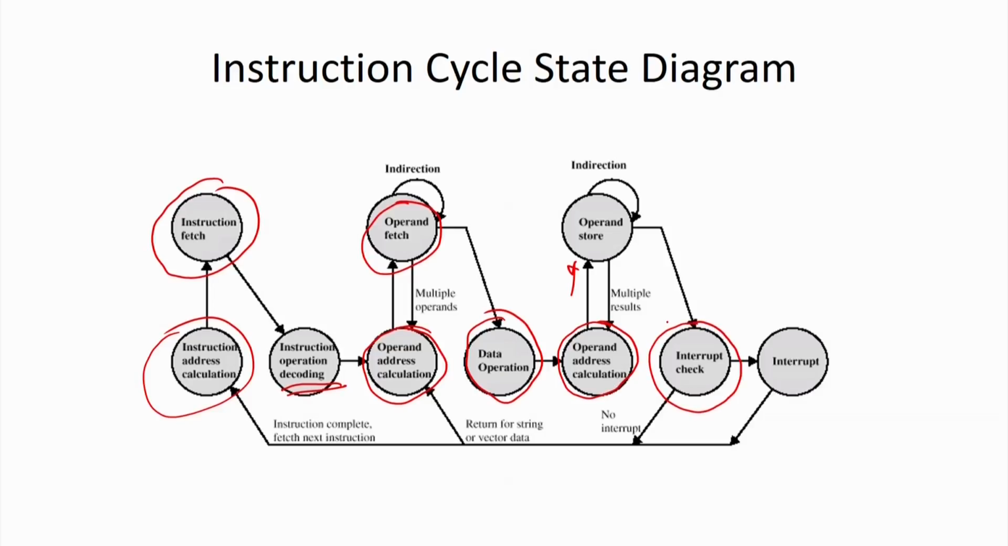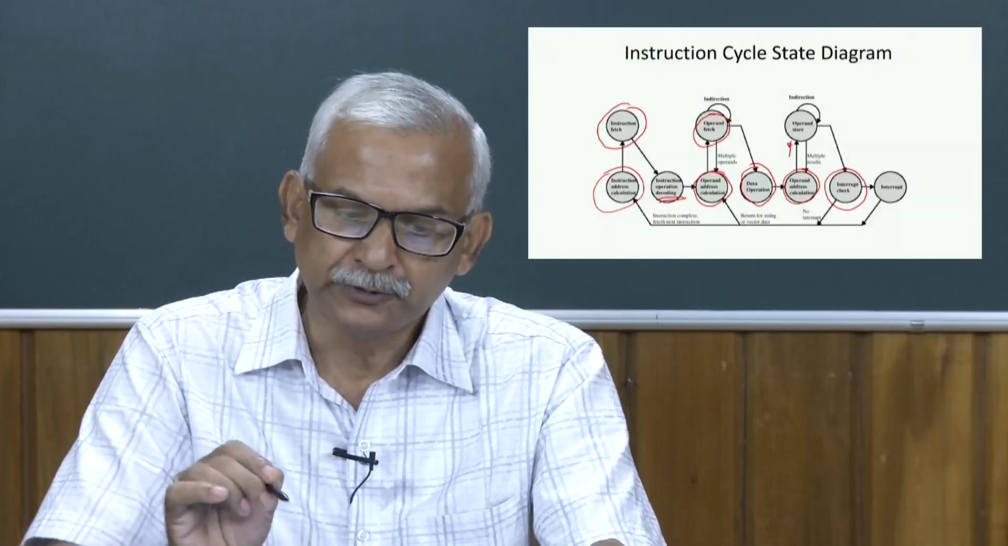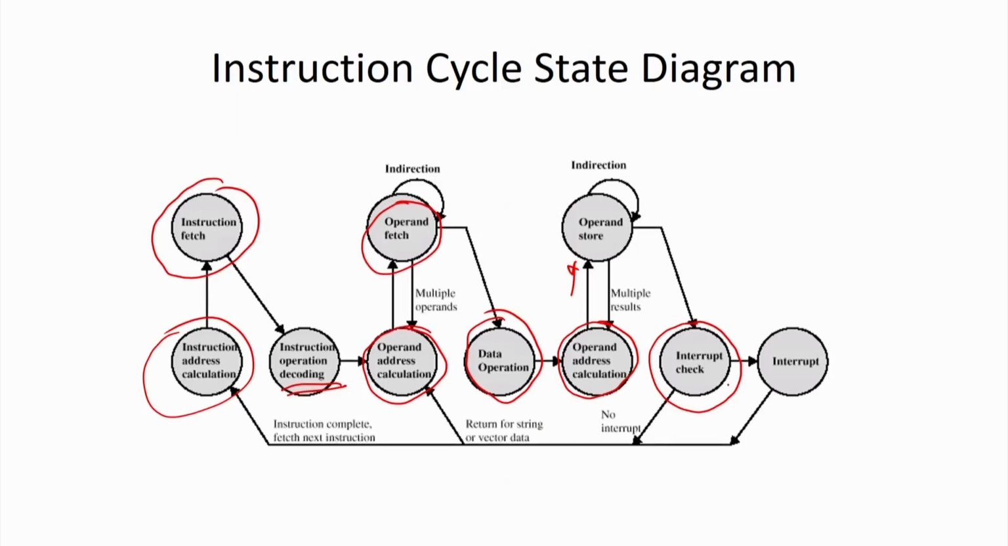In this particular step, what will happen? We are going to check whether any interrupts are pending or not. If interrupts are pending, then what will happen? We will go over here, we will give the service to the interrupted devices, and if no interrupt is coming, then straight away we will come over here and go for the next address calculation. But in between I am having one more arrow.